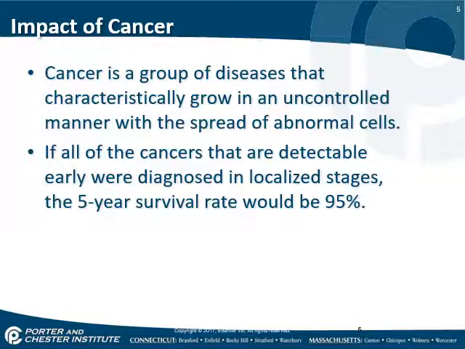All right, now cancer is defined as a group of diseases that grow in an uncontrolled manner with the spread of abnormal cells. And if all cancers that were detectable were diagnosed in the early stages before they spread, the survival rate would be 95%. Since 1977, there really hasn't been a big change in the number of cancer cases per year, except for maybe a slight decrease in lung cancer. And a lot of this has to do with education about cigarette smoking. Unfortunately, about 1,000 children begin smoking every day. It's still a problem.